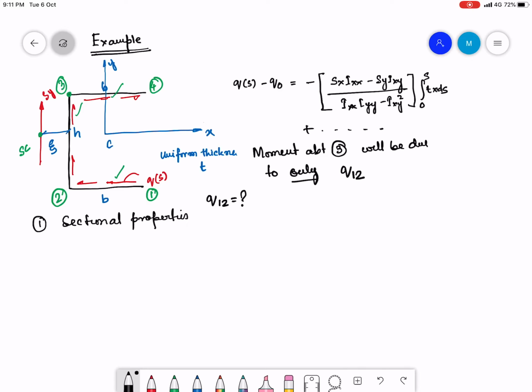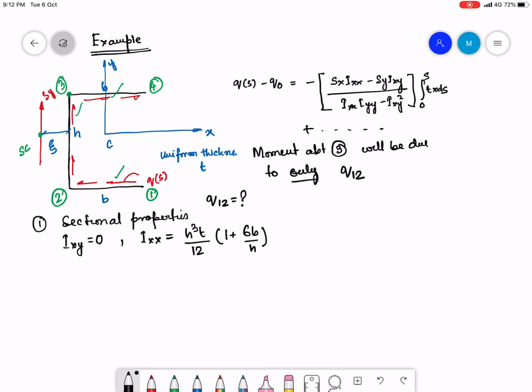Okay, so the sectional property Ixy is equal to 0 because the section is symmetric. Ixx is going to be h cube t by 12. I am not going into the steps for calculating it because it is pretty straightforward. Ixx is h cube t by 12 times (1 plus 6b by h).